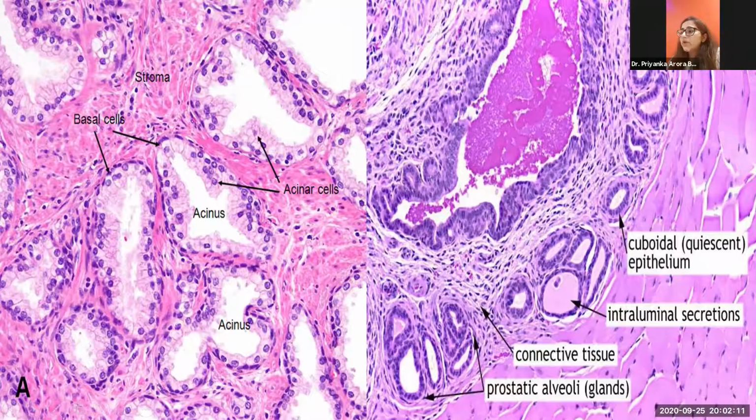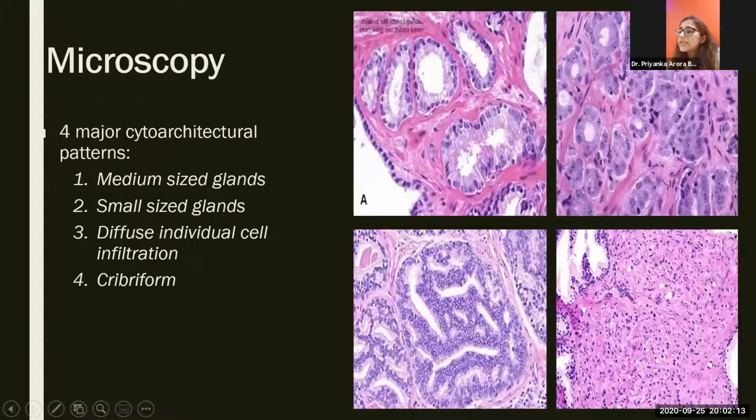So what we were talking about here was that this gland, which is a neoplastic gland, will not have the basal cell layer. Okay, so the basal cell layer will be absent. Now, what are markers that we use?